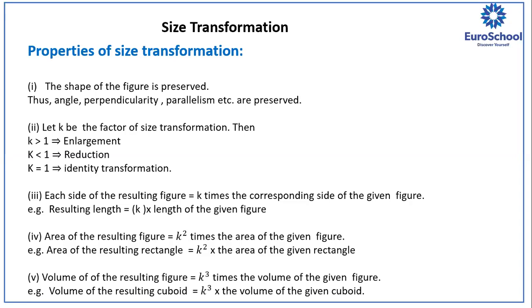Okay. Now, let's come to the third property of size transformation. Each side of the resulting figure is equal to k times the corresponding side of the given figure. Like if I give you one equilateral triangle, suppose I'm saying make a similar triangle, and the sides should be twice of it. Suppose the size of the given triangle is 2 centimeters. So what will be the size of the new equilateral triangle?